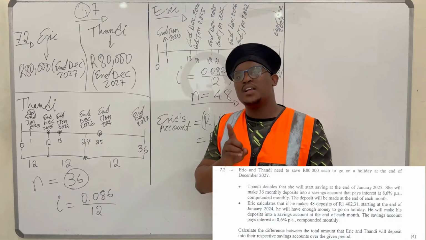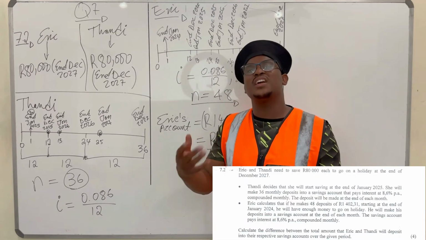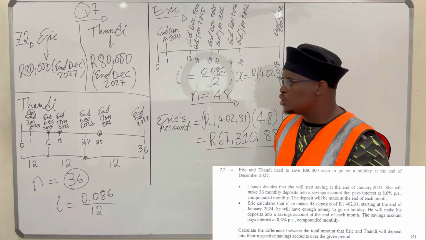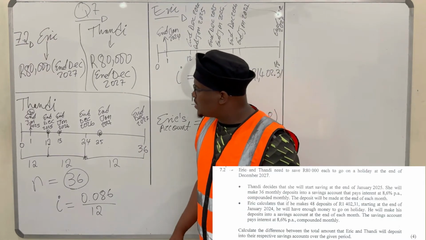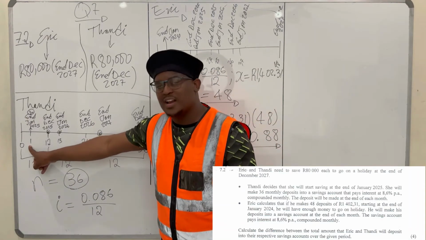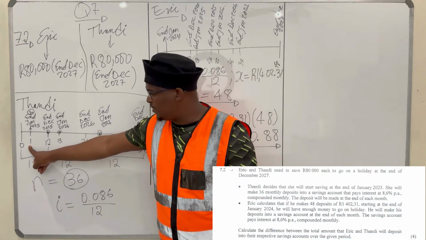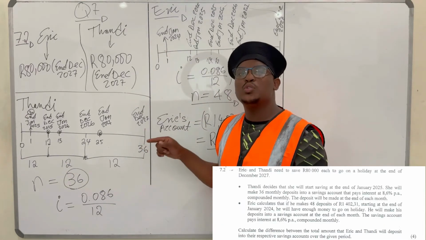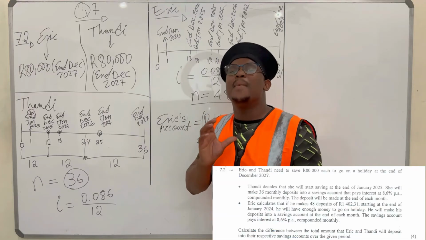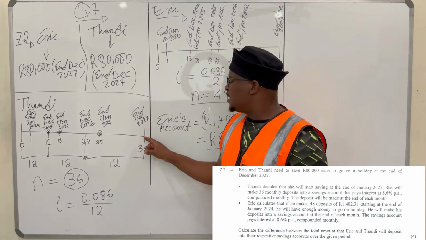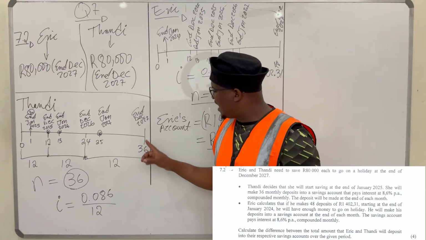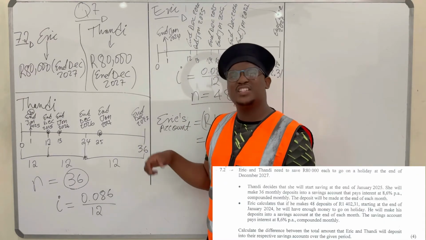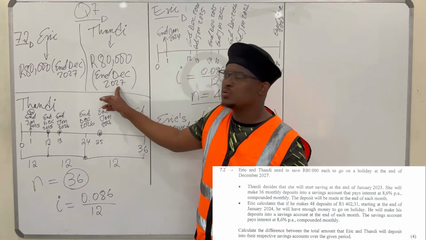If we can find how much Tandi was depositing each month, then we can do the same calculation. So let's go and do that. We said her first payment was made at the end of January 2025, and the last payment was made at the end of December 2027, at the moment when the money was needed. Because the last payment, which is the 36th payment that she made, was at the end of December 2027, when she needed to go to the trip.